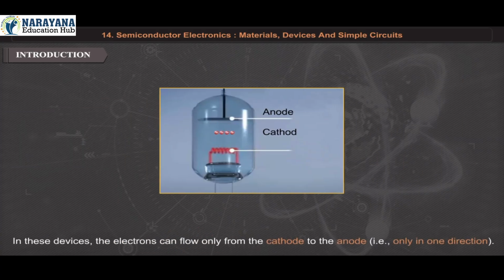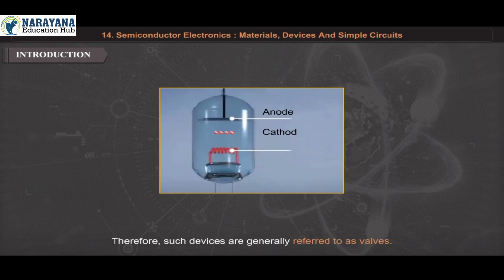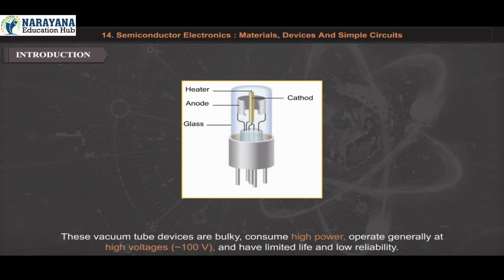In these devices, the electrons can flow only from the cathode to the anode, that is, only in one direction. Therefore, such devices are generally referred to as valves. These vacuum tube devices are bulky, consume high power, operate generally at high voltages, that is around 100 volts, and have limited life and low reliability.